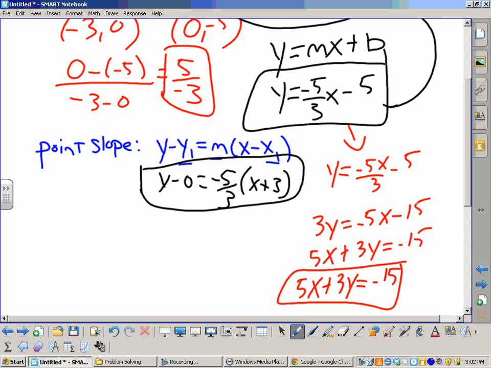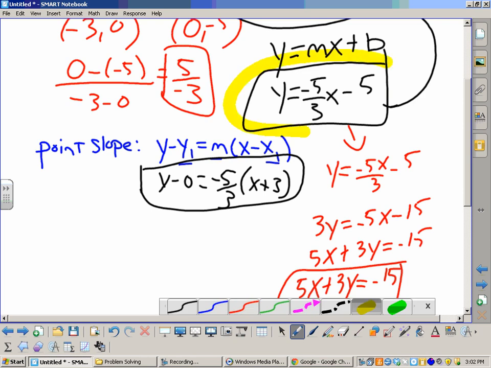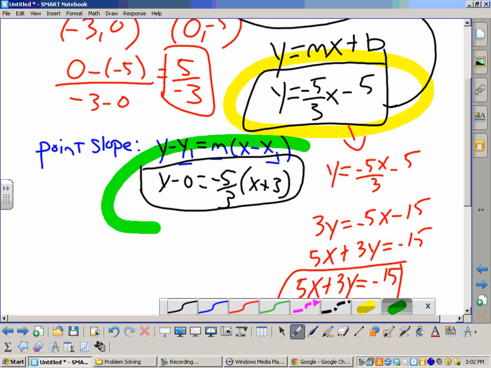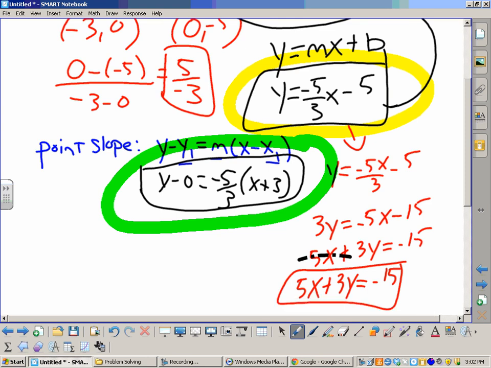So the 3 answers, I'm going to highlight them right now, okay? Here is slope-intercept form, sometimes called y equals mx plus b form. Here's an example of point-slope form with the point negative 3 comma 0. And then here is the standard form. All right? So hopefully this was relatively painless.